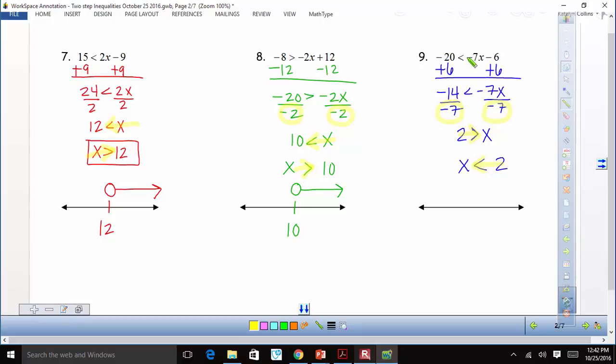Okay. So Chris, what happens when we divide by a negative? It flips the sign. So right here, it was less than. We divided by a negative 7, and so it flipped to be opposite. You have to know the rules. Did you do it correctly? Flipping.